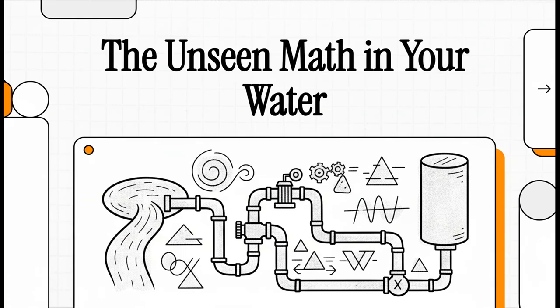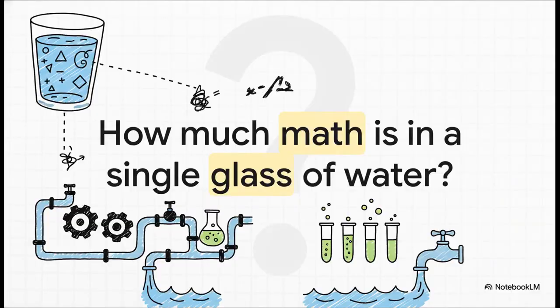You know, when you pour a glass of water, do you ever stop and think about its journey? I don't just mean from a river or a lake, but through this hidden world of pipes and pumps and massive tanks. It's a journey that's guided by something you probably wouldn't expect, a whole lot of math. So really, how much math is hiding in that one glass of water?